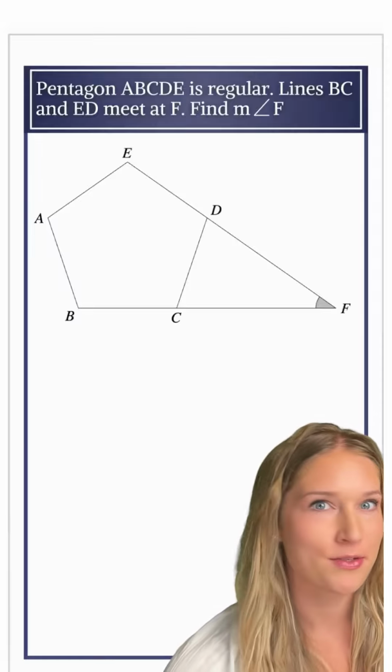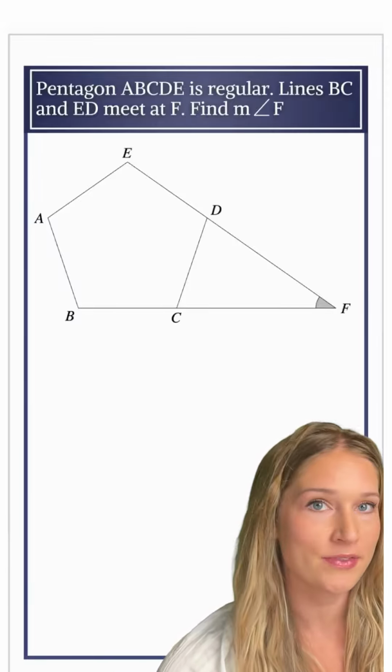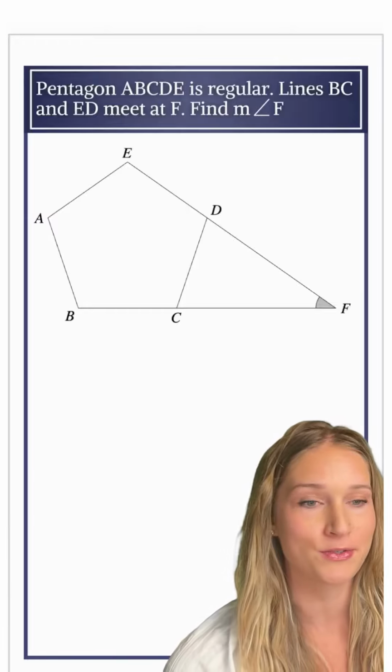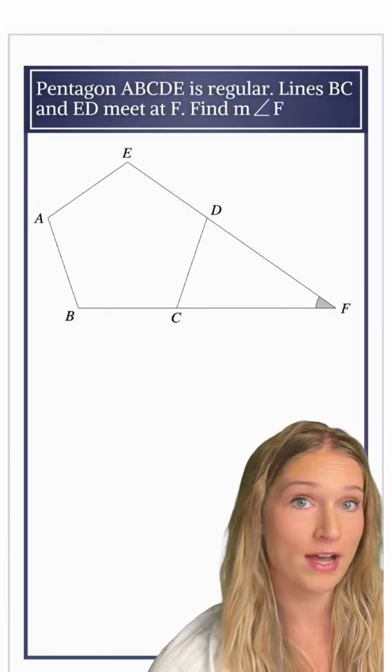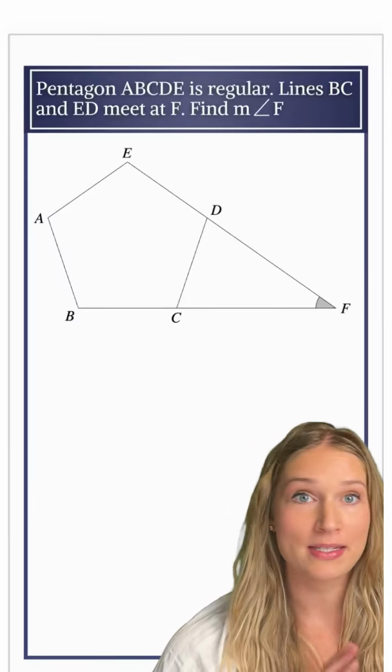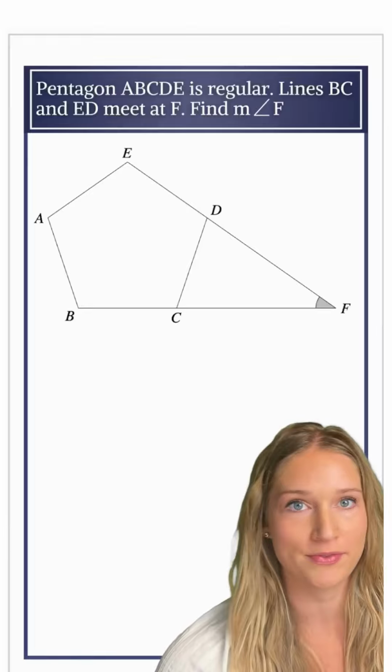Well, we know that this is a regular pentagon, and regular means that all of those side lengths and all of the interior angles are going to be congruent. So I have 5 interior angles, and if all 5 of them are congruent, then I can find the sum of all 5 and divide by 5 to find the measure of just one of those angles.